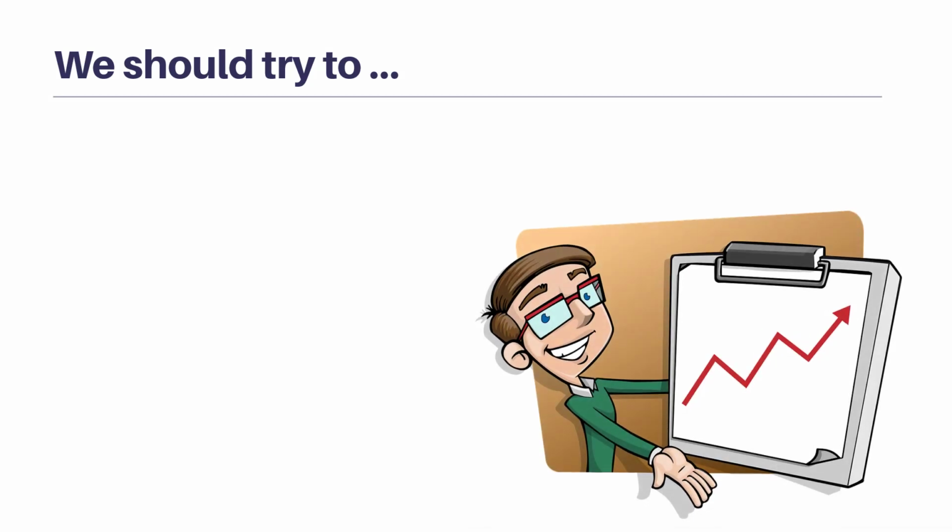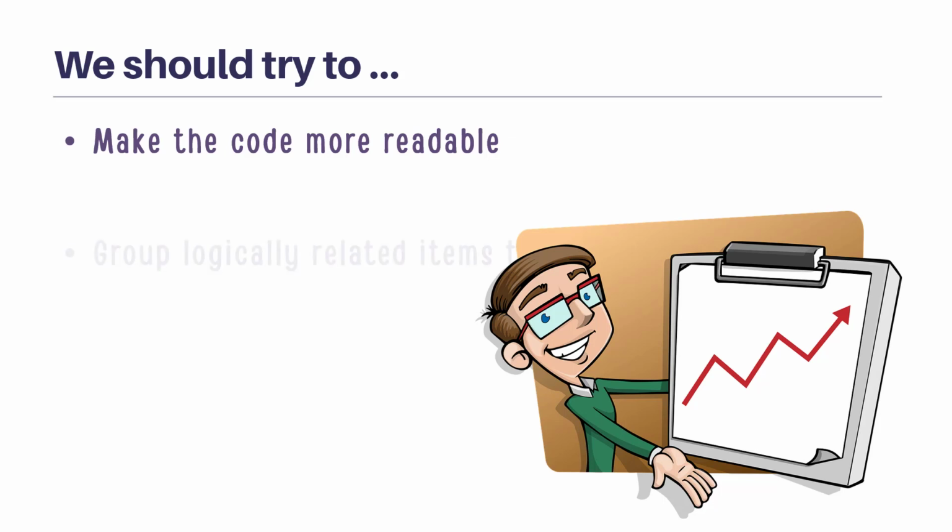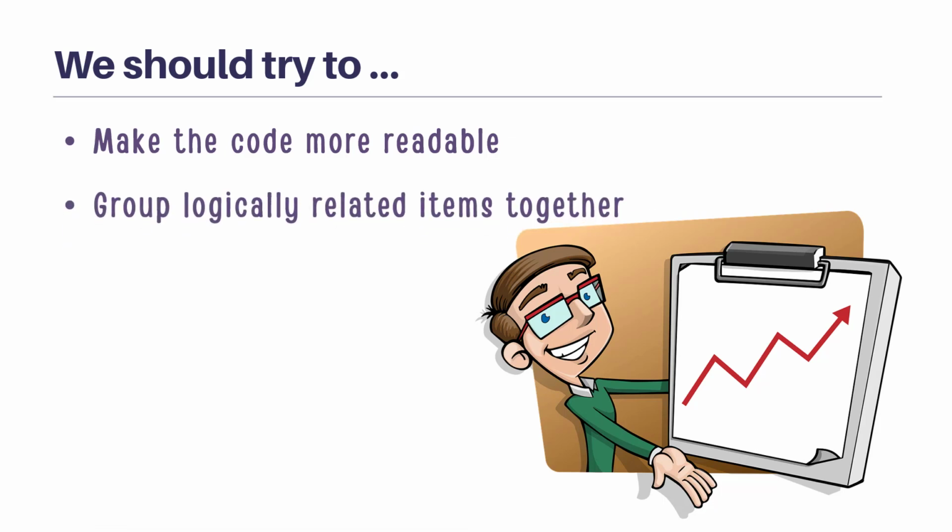Let's take a pause and try to understand some common basic goals while writing any code. The first goal is we should always try to make the code readable and easy to understand. The second goal, we should group the related items together so that when the application grows over time, it would be easier to understand which piece of code is contributing to which functionality.